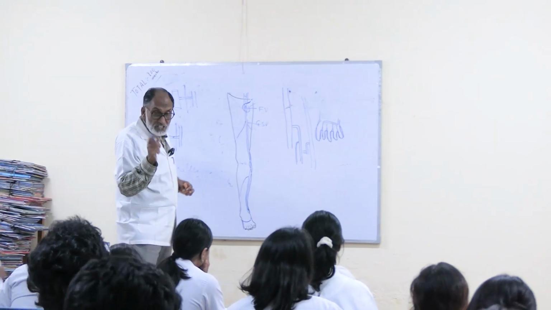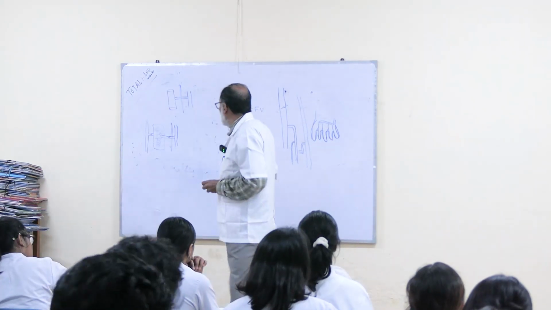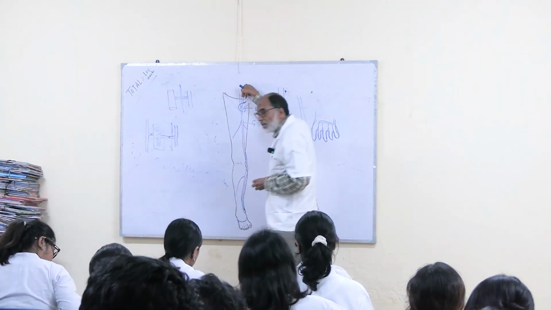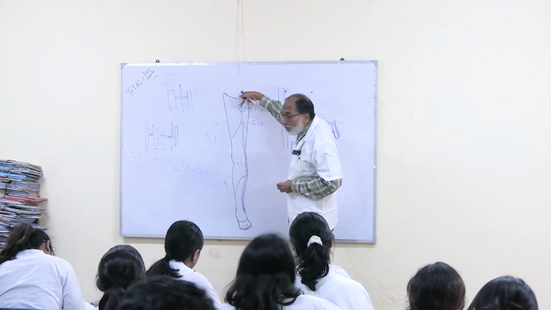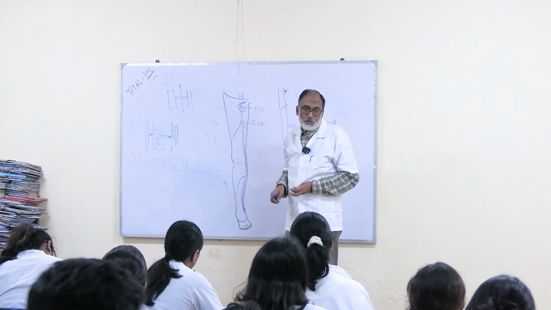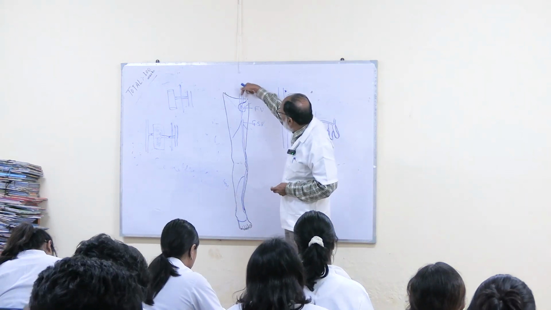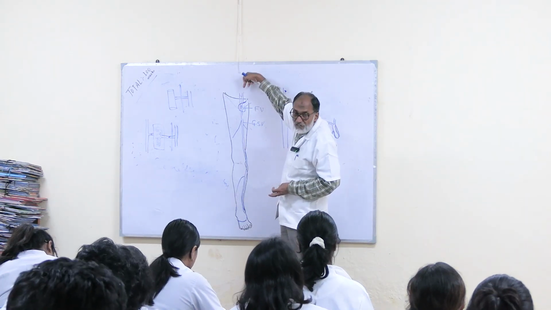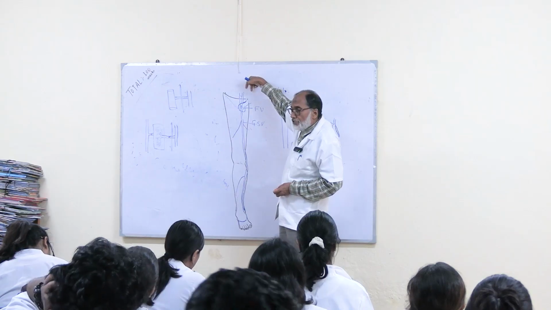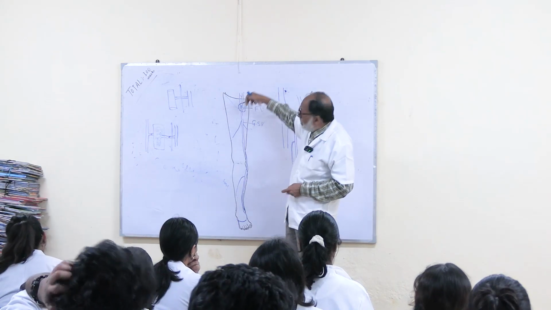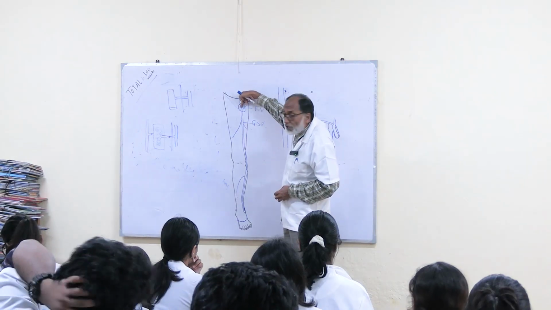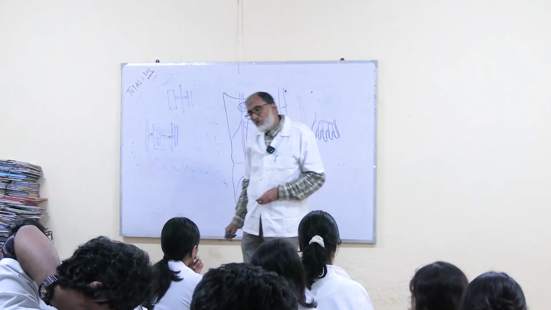In 20% of cases this valve remains absent. If this valve remains absent, then direct pressure will fall on the saphenofemoral vein. Because of this valve being present, there is an extra advantage. If this valve is not present, then direct pressure will fall on the saphenofemoral vein.